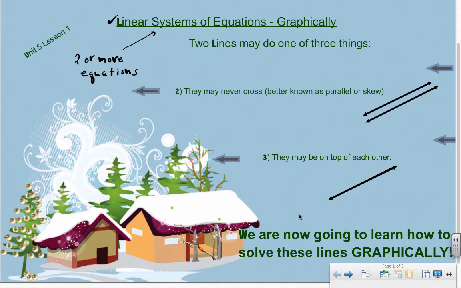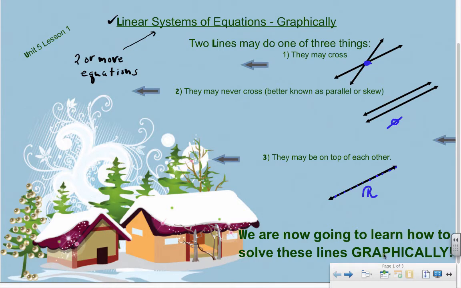Well, what are the answers then to all this? If two lines are parallel or skew, there is no answer. If the two lines are on top of each other, that means every number in the world is an answer, because they will eventually, domain-wise, pass every number in the world, and every number is going to work because they're on top of each other. Whereas remember, this first one where they cross in only one spot means they only have one answer in common.